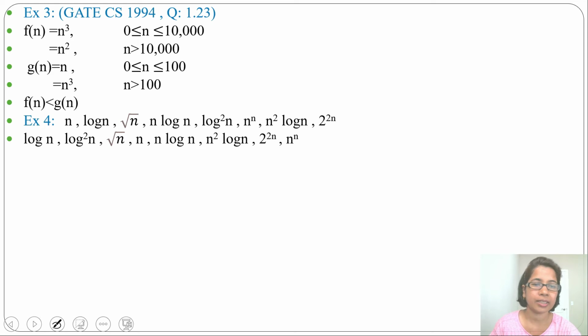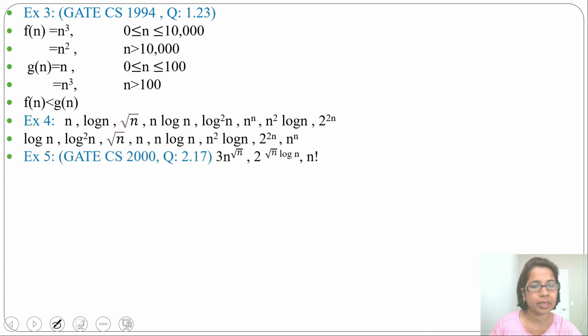Another way, you can check through limits. Another way, you can substitute some value in place of n and compare. Let's see the next example, example 5. It was asked in GATE CS 2000. Three functions are given. We need to write them in increasing order.